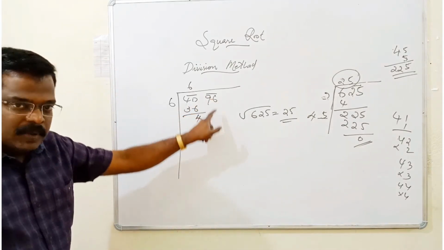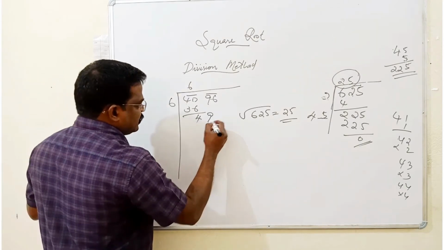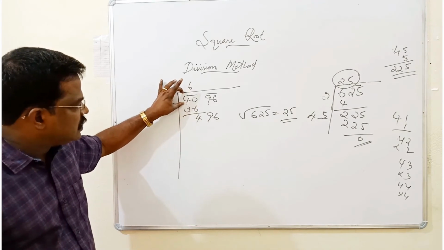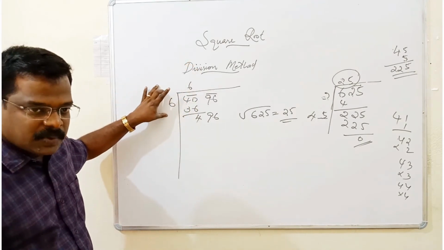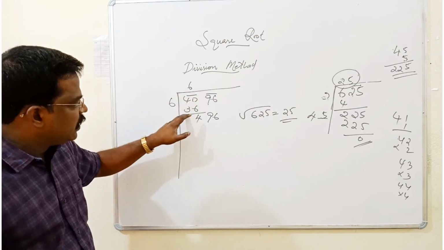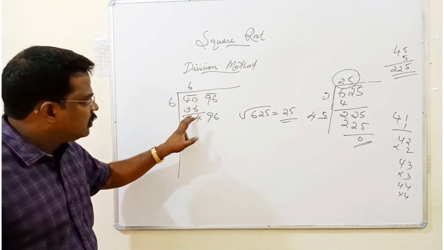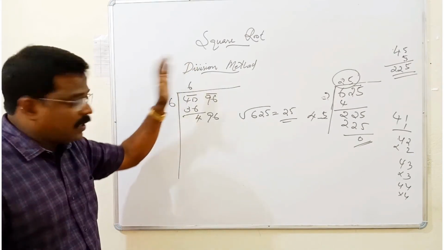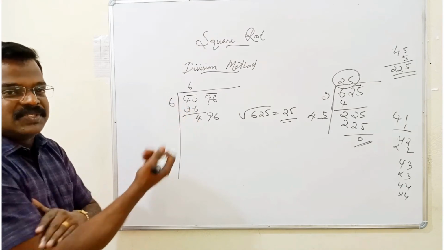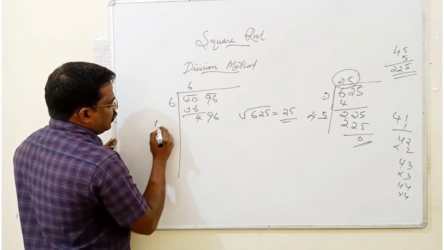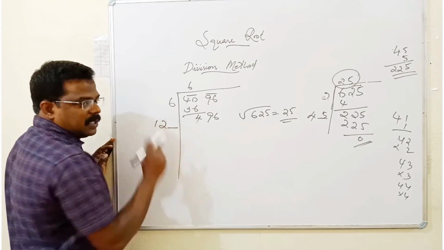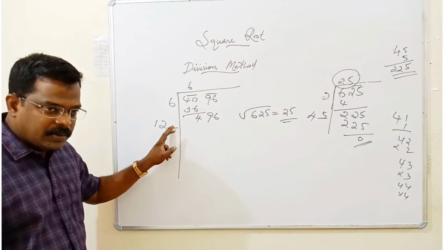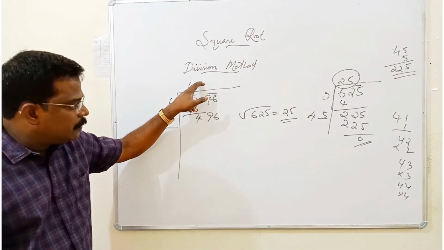What is the next step? We have to bring down this 96. Now we got a new number, that is 496. First we have to see which is the largest number whose square fits. 5 5s are 25, but here 6 6s are 36. So 496 we got. What is the next step? Double the divisor. 6 plus 6 is what? 12. But here we have to leave a space for writing one number. If you put 1 here, it will become 121. We have to write that 1 here also, the same way.